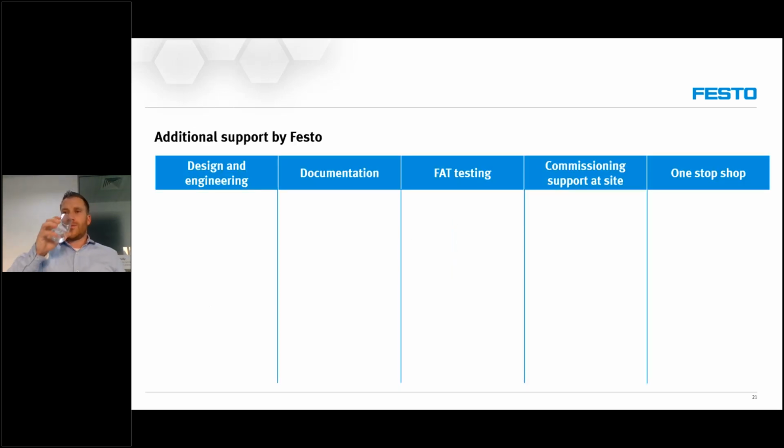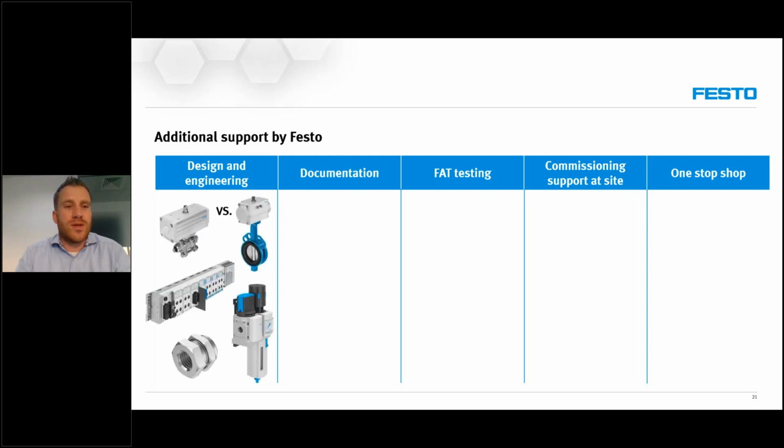So besides the equipment, we have some additional support by Festo. As mentioned, engineering is one. This is where we're not only looking into the individual components for an application, but we also look, for example, at air requirements between small valves and actuators and bigger ones. Also, things like tube length can have an impact on the reliability of your system, and these are services we are supporting with.